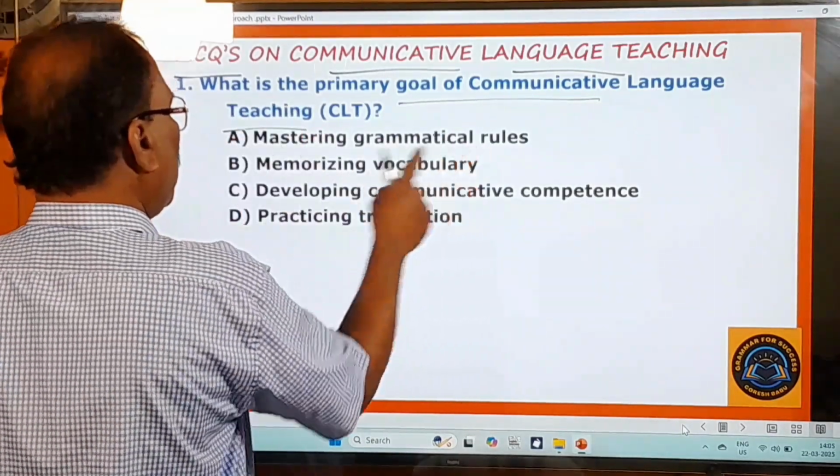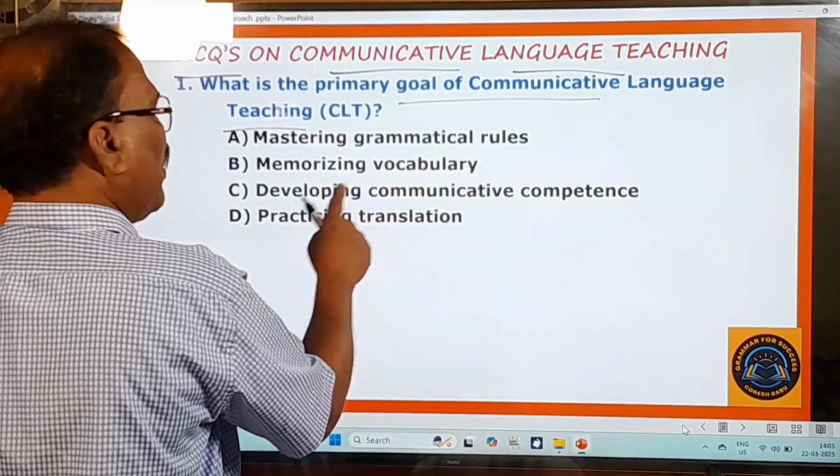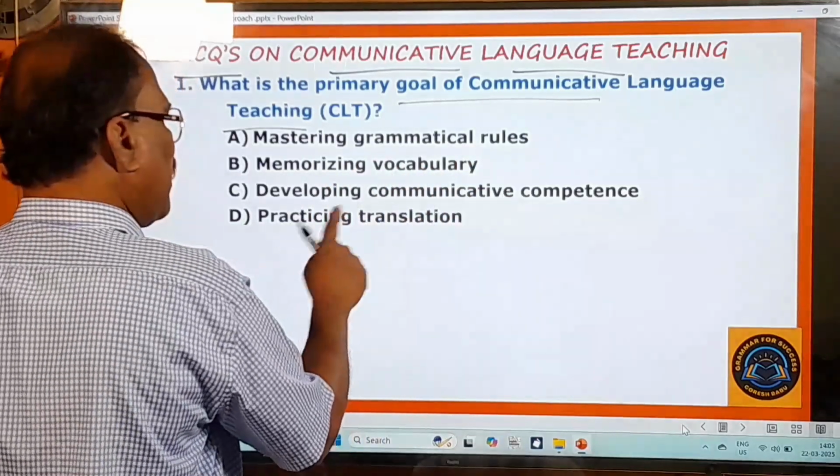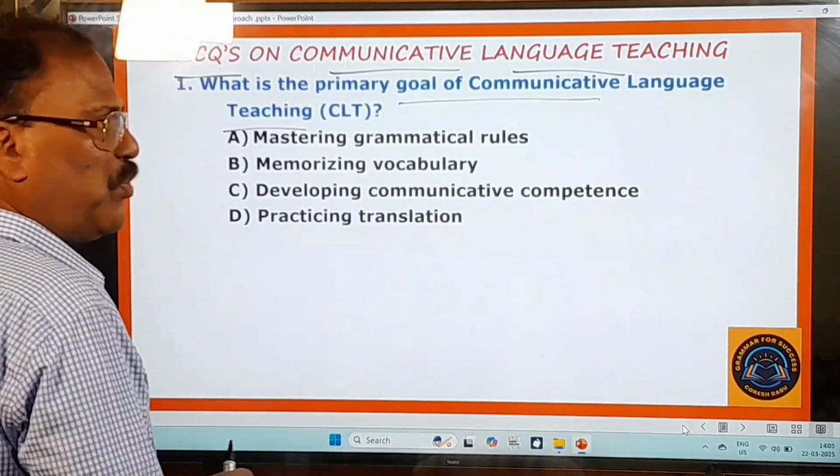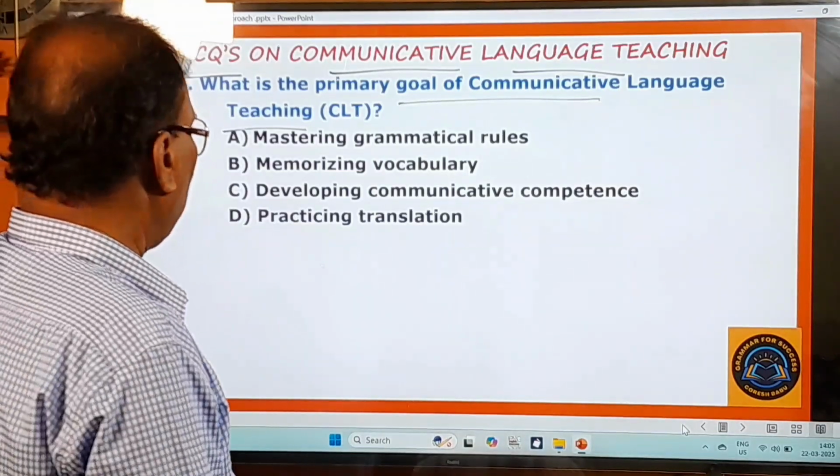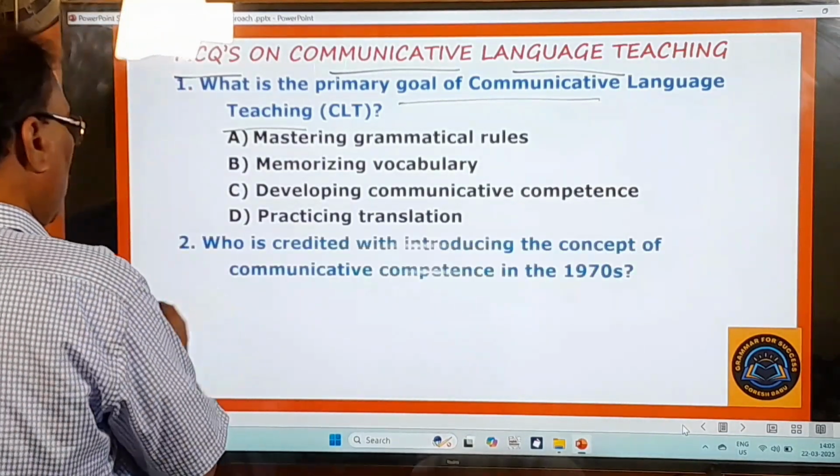Mastering grammatical rules, memorizing vocabulary, developing communicative competence, practicing translation. So one of them is the right one. You please choose it as your answer. Right. And here you go to the second question.